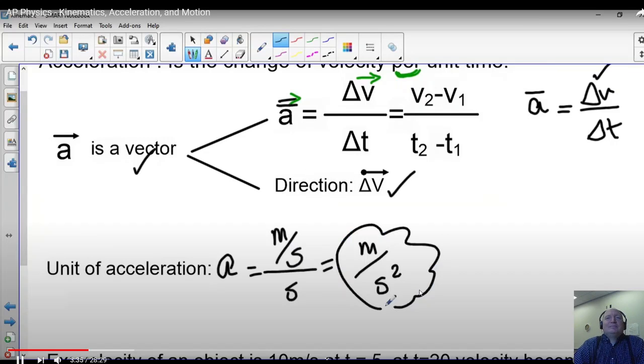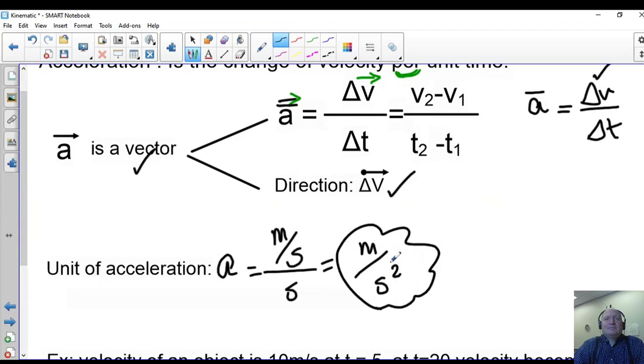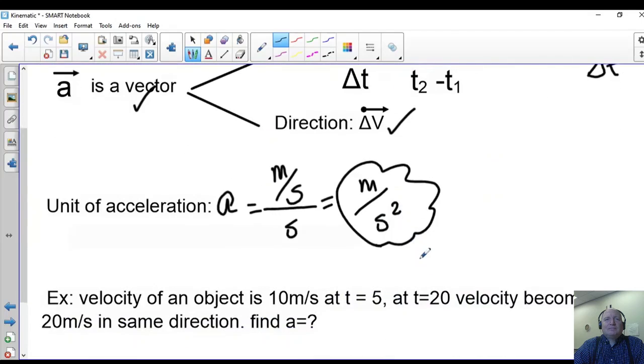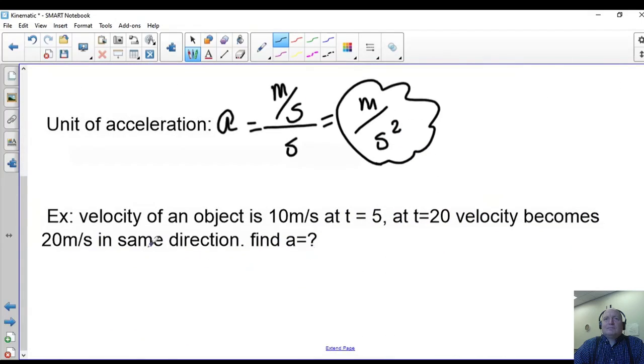So this is the unit for the acceleration. So acceleration's unit is meter per second squared. Okay, let's solve a simple example.